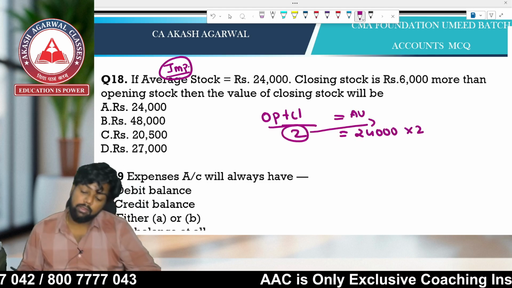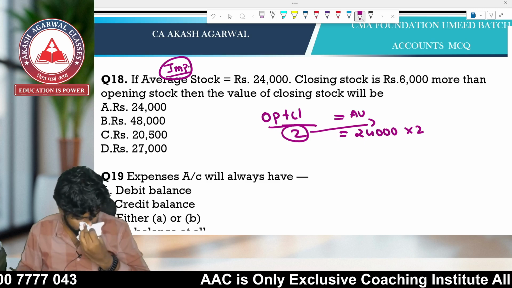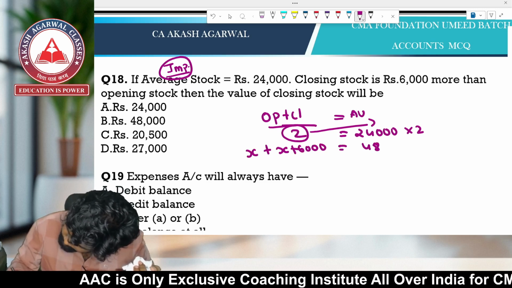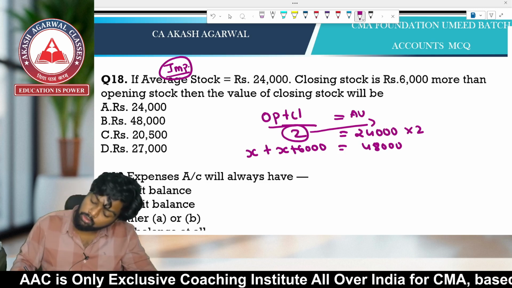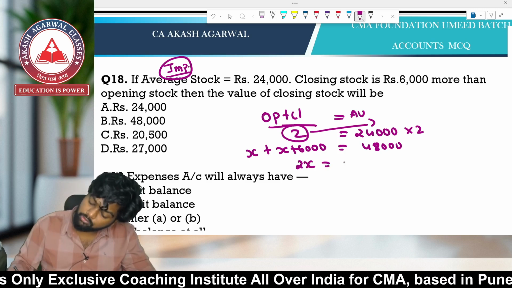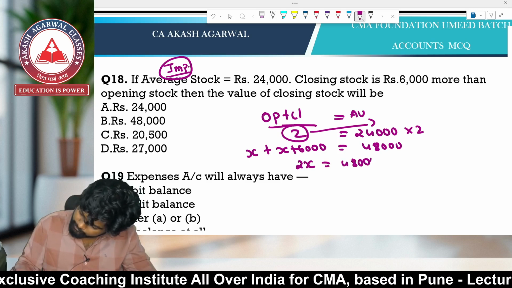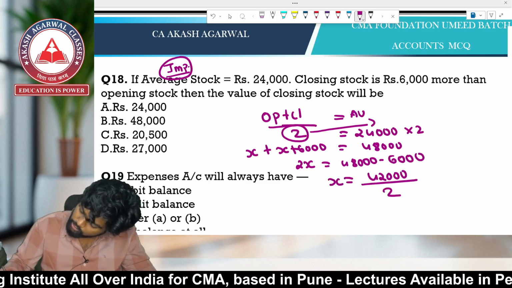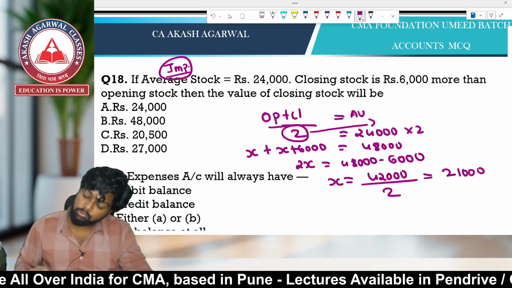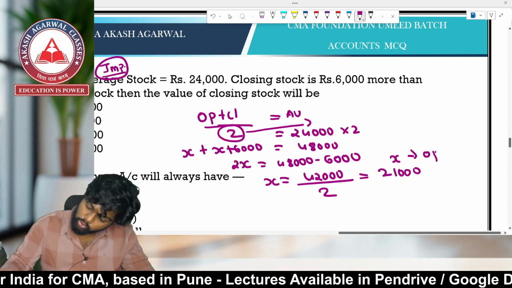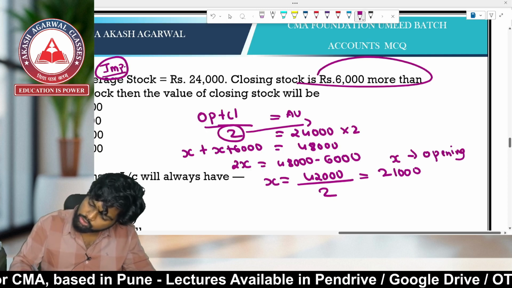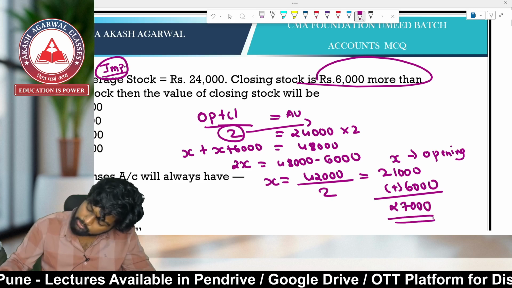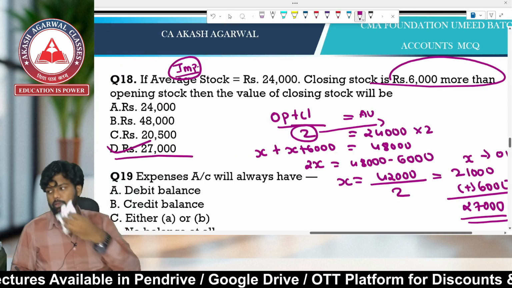There it will be multiplied. Closing stock is 6,000 more than the opening stock. Let the opening stock be x, and closing stock x plus 6,000. So 2x is equal to 48,000 minus 6,000. x is equal to 42,000 divided by 2, which is 21,000. That is x, the opening stock. And closing stock is 6,000 more than the opening stock, so that will be 27,000. Option D.